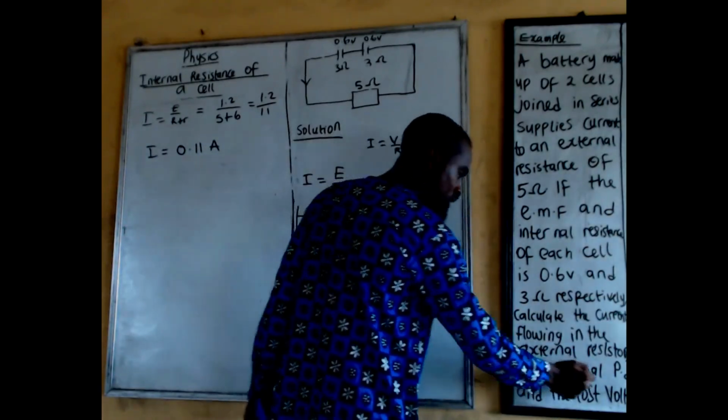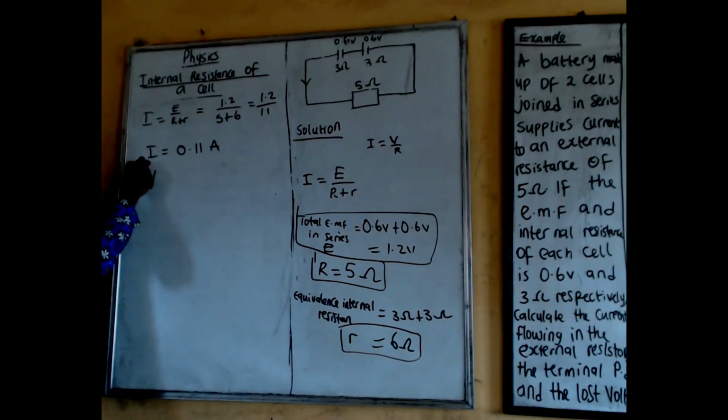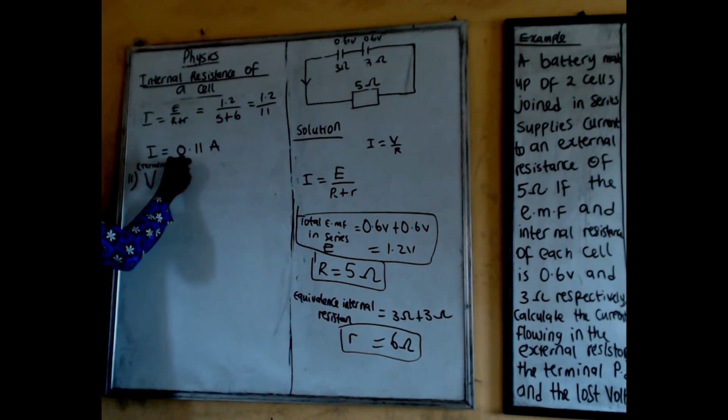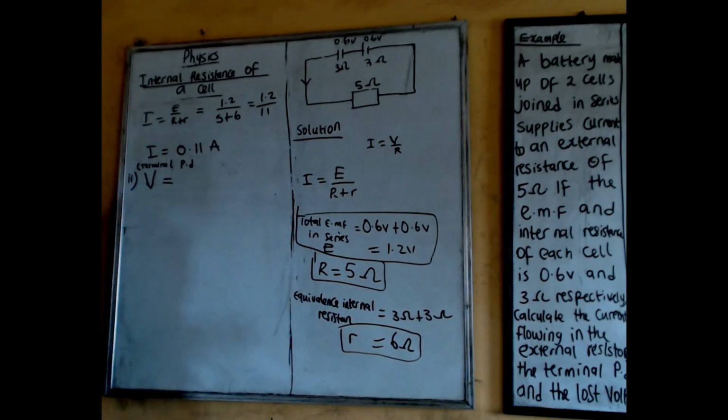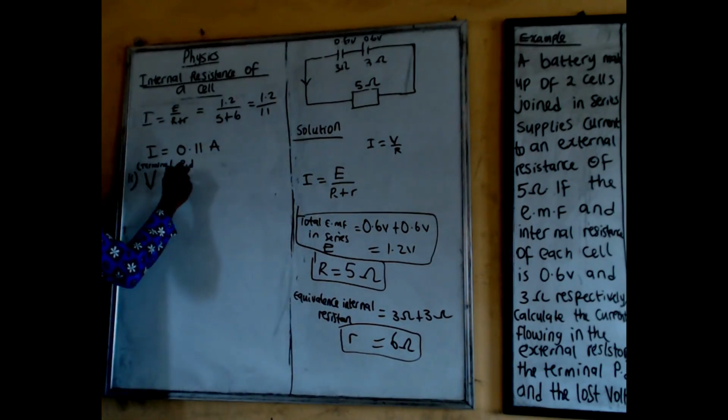The next question is the terminal potential difference, which was denoted with big letter V. Terminal PD. And the formula, from Ohm's law, was V is equal to IR, potential difference is equal to I times big letter R.